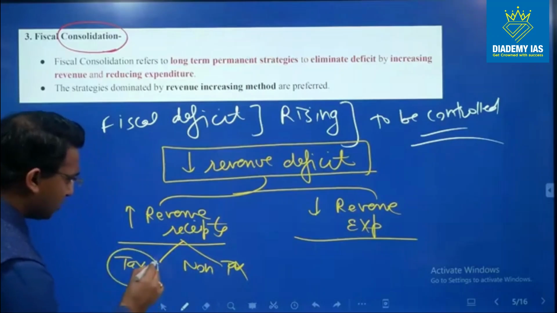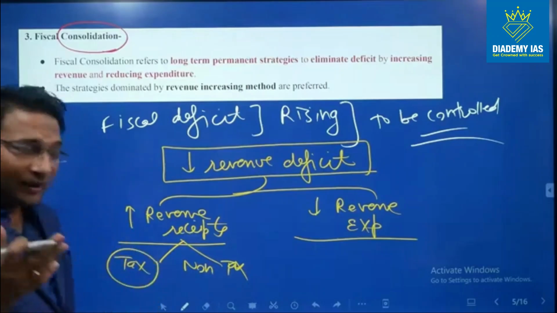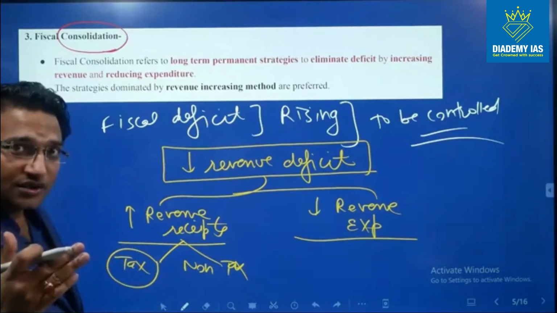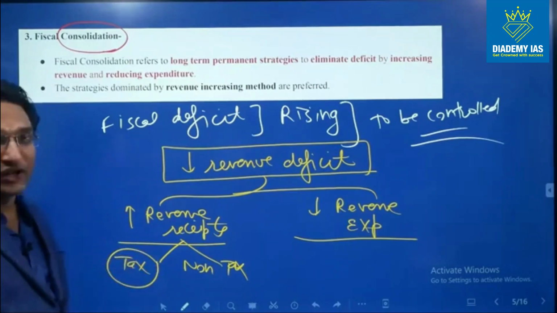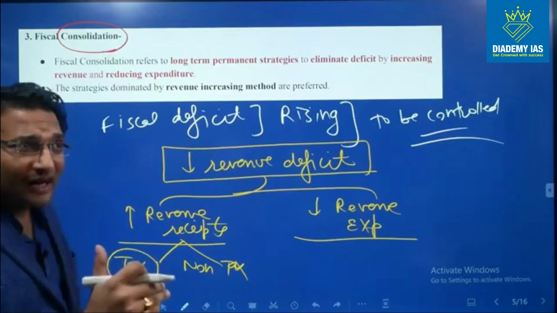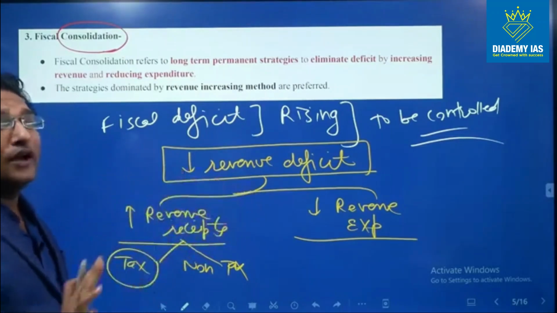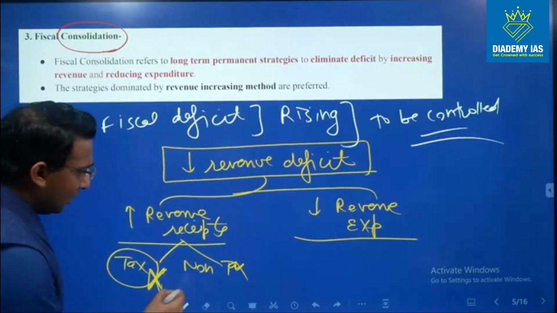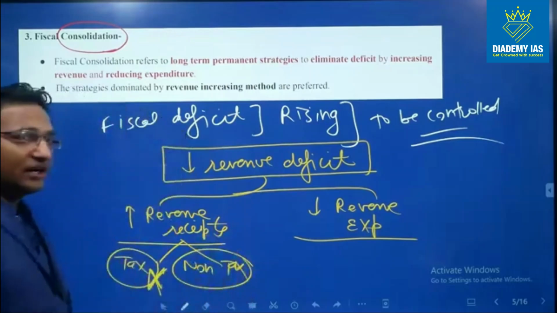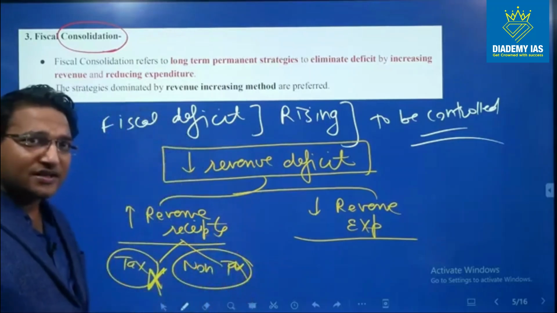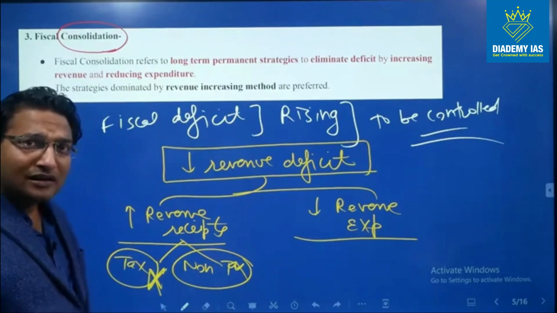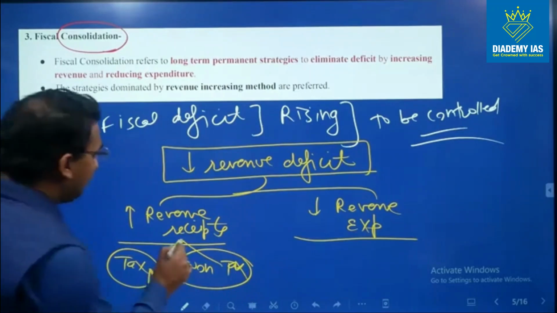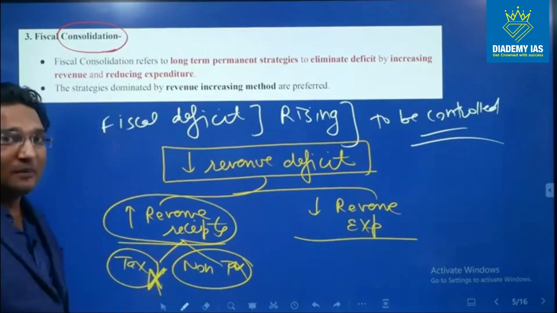Tax revenue can be increased by increasing the tax rate, but it has limitations. India is already a highly taxed country. The rates of personal income tax, GST, etc. are already high. Therefore, this has a really big limitation. Non-tax revenue like interest income and user charges can also not be increased suddenly. So increasing revenue receipts has its own limitations.